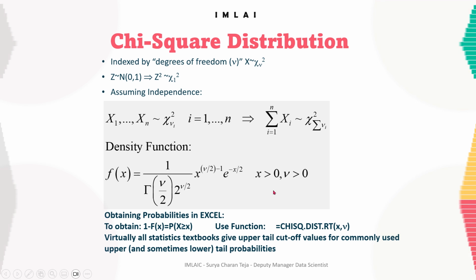And this is the formula for the density function that you can see on the screen. If you want to use an Excel sheet to plot a chi-square distribution, you can simply use the function CHISQ.DIST.RT, and you need to mention the x value as well as nu, that's your degrees of freedom. Virtually all statistics textbooks give upper tail cutoff values for commonly used values, and sometimes lower tail probabilities, but normally you'll have the upper tail probabilities.